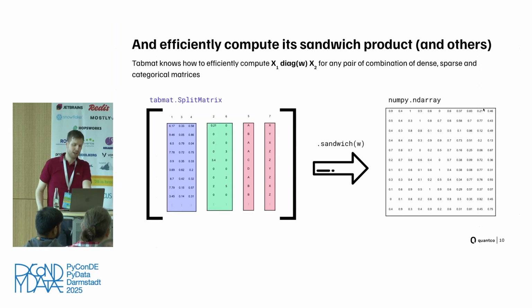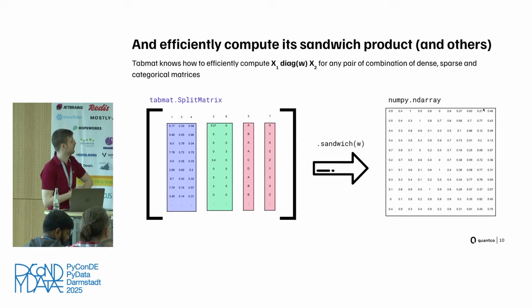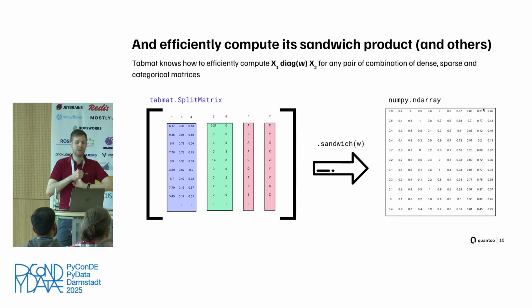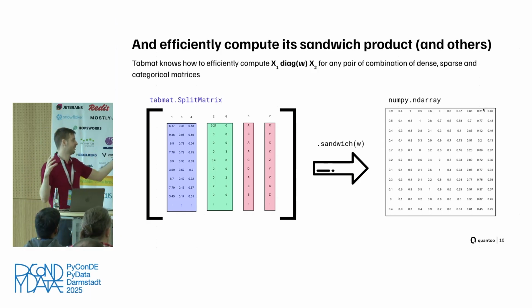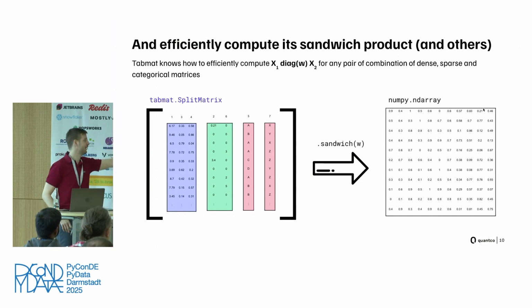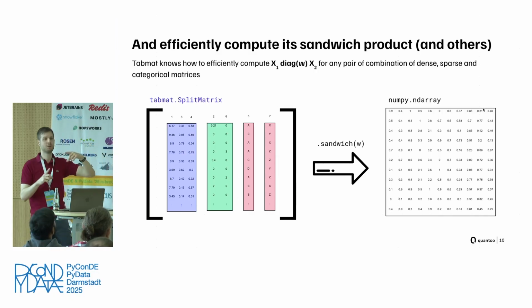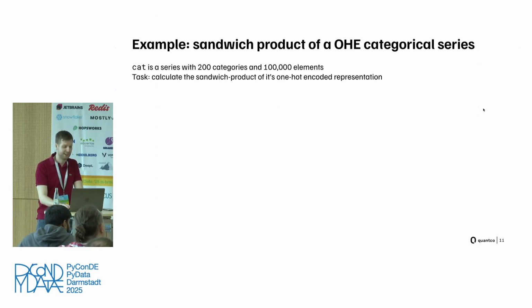And why is it useful? It's useful because if we want to calculate this X prime W X that I've talked about, then we can do it part by part. For example, we first calculate the sandwich product of the blue part with itself, then we calculate the sandwich product of the blue part and the green part, and so on. We do it for all pairs, and for each pair, we can use the most efficient algorithm that exploits the sparsity or density or categoricalness of the specific subproblem. And it really does matter.